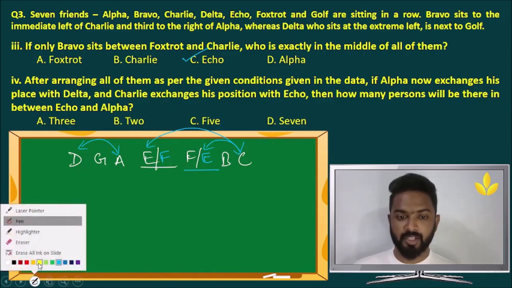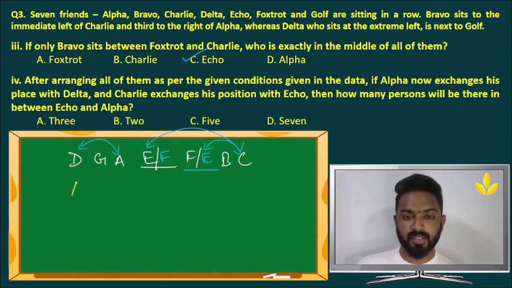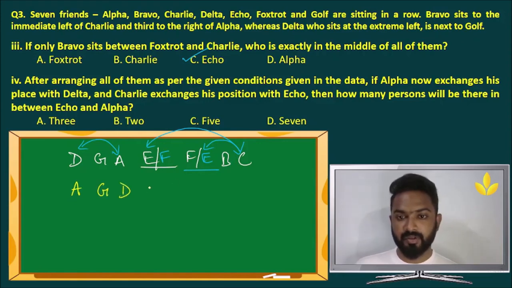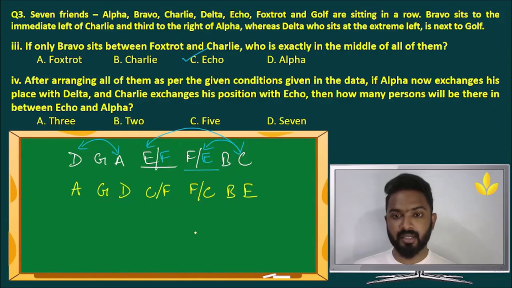So the new arrangement will be, this is A, G, D. This one will have C or F. This one will have F or C. This one is B and this one is E. This is the arrangement.